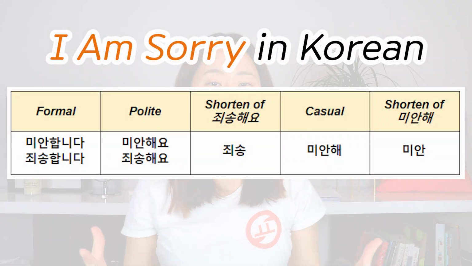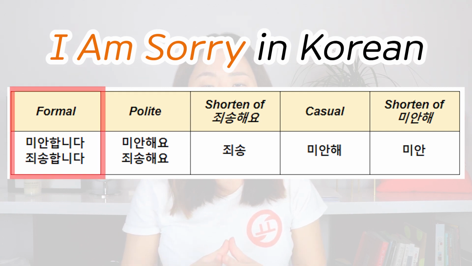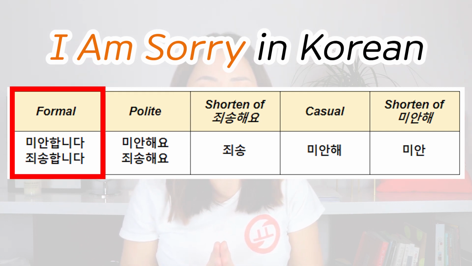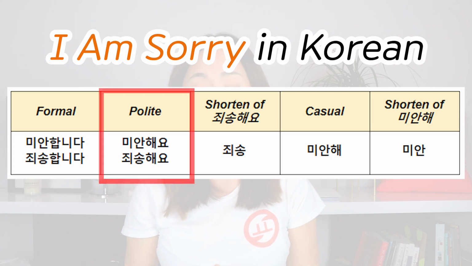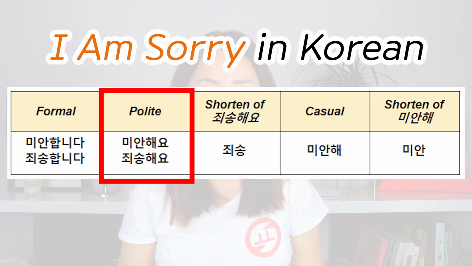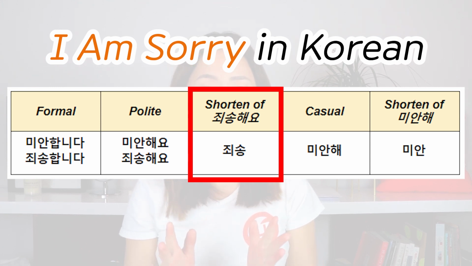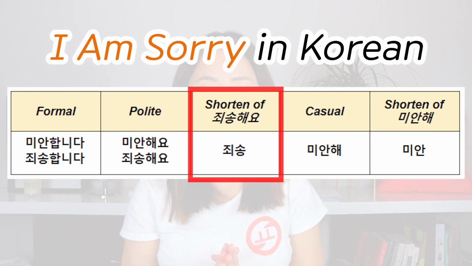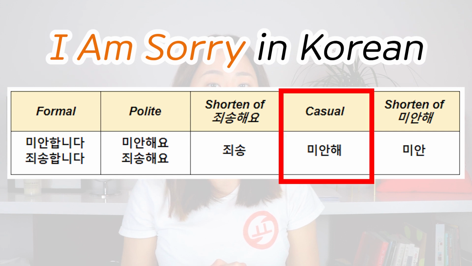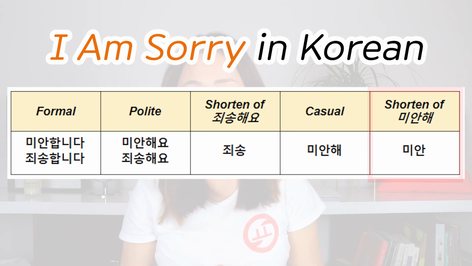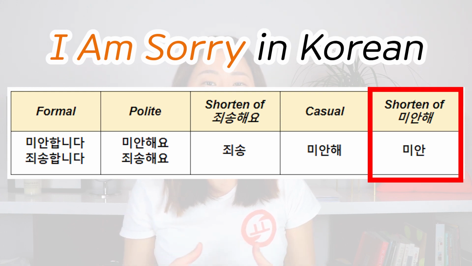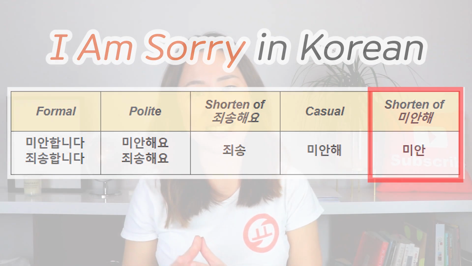And this could be a good summary. Formal, 미안합니다. 죄송합니다. Polite, 미안해요, 죄송해요. Shortened version of 죄송해요 is 죄송 in texting format. Casual speech, 미안해. Even shorter version of 미안해 becomes 미안. This is used in both speaking and texting.